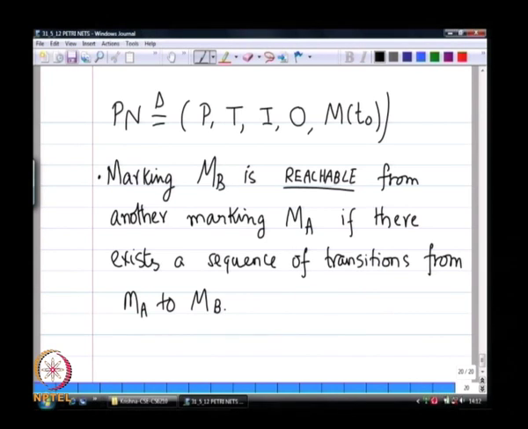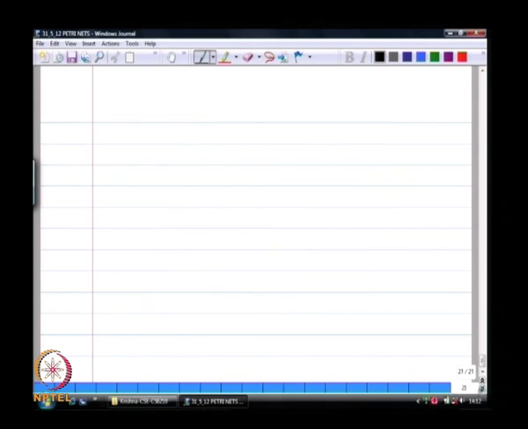So from M of T naught I can go to some other state after 2 transitions, and that could be different possible combinations, right. There are many transitions in the system, and one or more of those can fire in whatever order. So T1 can fire, then T3 can fire, or T1 can fire, then T2 can fire, if it is a 3 state 3 transition system, and so on, right. But that is the definition of how you go from one marking to another, the reachability definition. Now we can extend this to define what is called a reachability set.